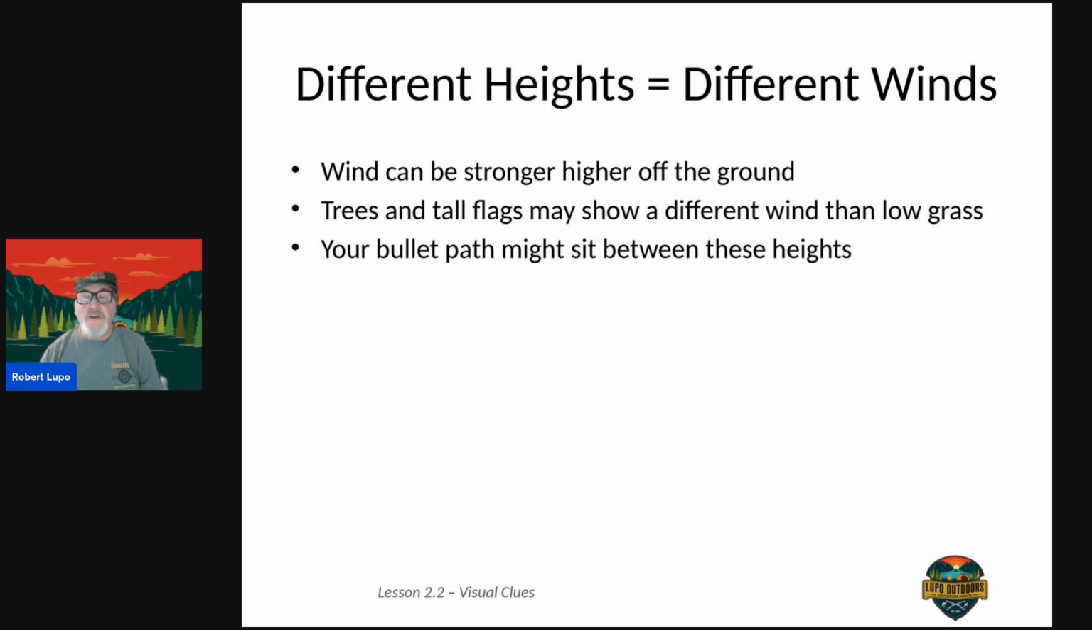Wind near the ground is slowed by friction and obstacles. Higher up, it can be stronger and sometimes from a different direction. A tall tree or flag may be showing the wind your bullet sees even when the grass looks calm. Compare high objects and low objects. If they disagree, think about which one matches your bullet path.